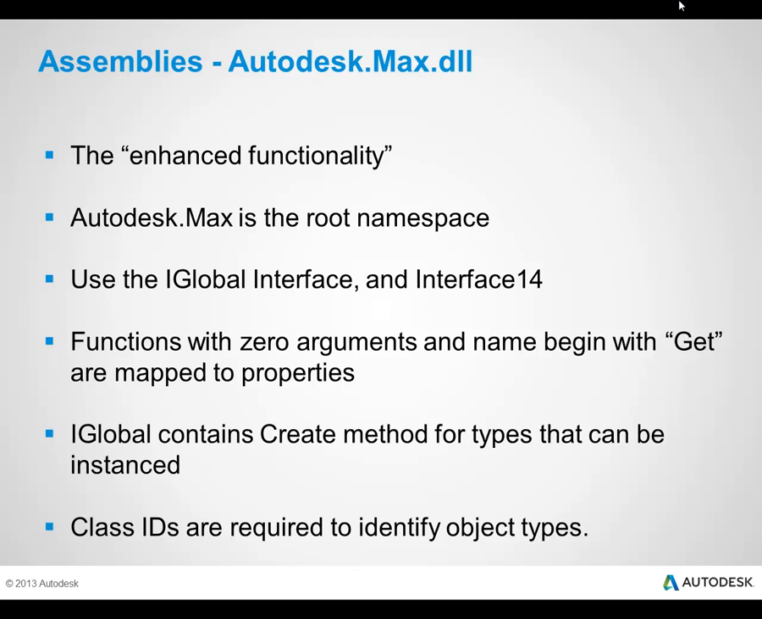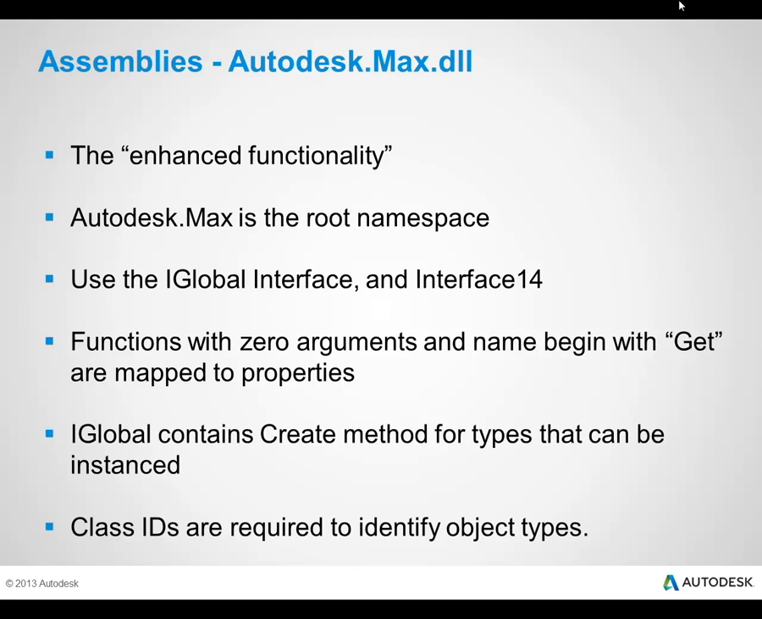So first of all, the Autodesk.Max is this new enhanced functionality. Autodesk.Max is the root namespace. You need to use some basic APIs to get entry into 3ds Max APIs, and they're called IGlobal, and we're currently at interface 14. So this interface is versioned, and depending on the functionality you need, if it's a new feature, you might have to go to the next version of the interface. And this is just to keep things version independent. So if you're using interface 14 and you're going forward, those interfaces are never going to change. Anything new will be introduced in the next interface version.